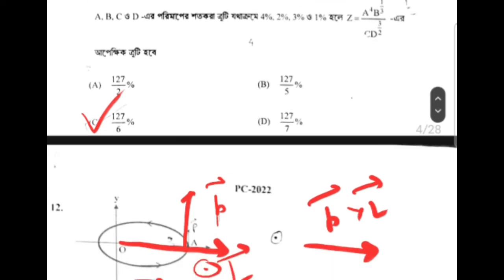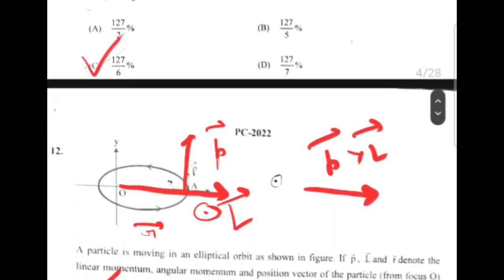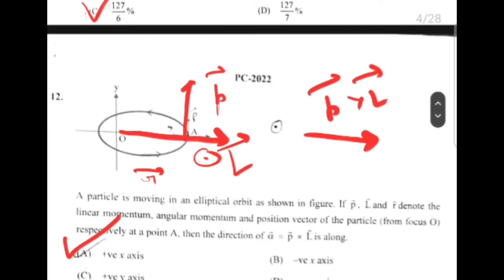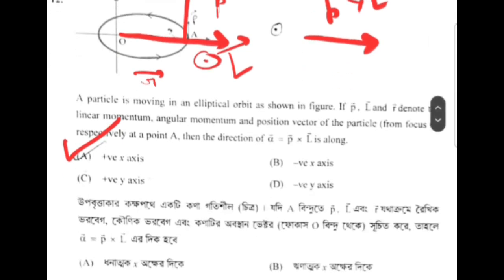Question number 12, a particle is moving in an elliptical orbit as shown in the figure. If P vector, L vector, R vector denote linear momentum, angular momentum, and the position vector of the particle respectively at point A, then what is the direction of linear momentum cross L vector? So linear momentum cross L vector, if we see, that means it's pointing towards the direction of positive x-axis. So A is the correct option.